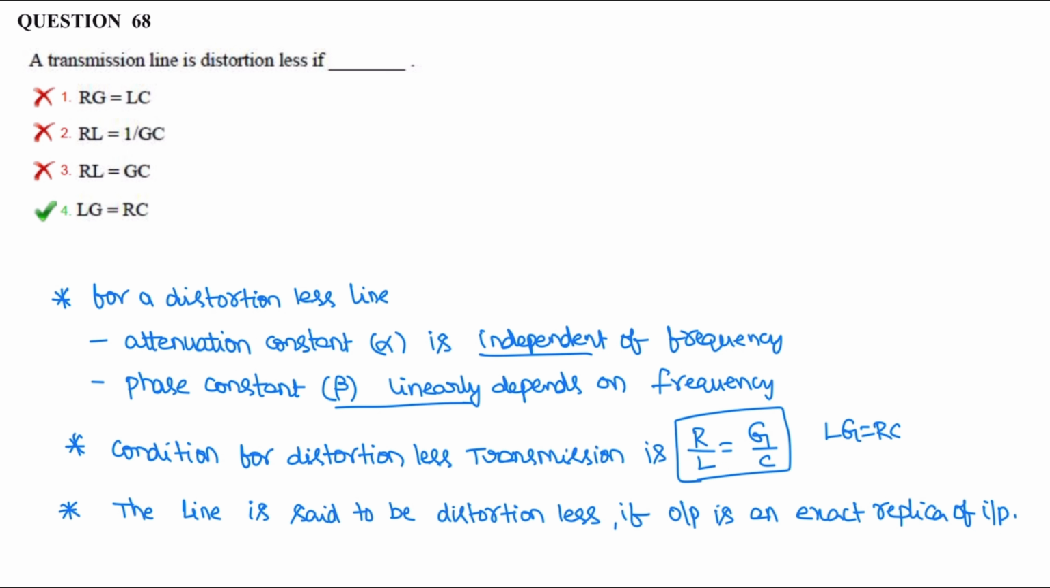Next question. A transmission line is distortionless if. Correct answer is LG is equal to RC. For a distortionless line, attenuation constant alpha is independent of frequency, and phase constant beta is linearly dependent on frequency. The condition for distortionless transmission is R by L is equal to G by C, that is LG is equal to RC. A line is said to be distortionless if the output is an exact replica of the input.